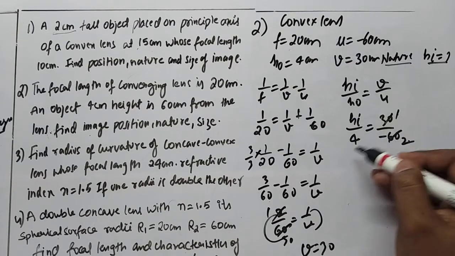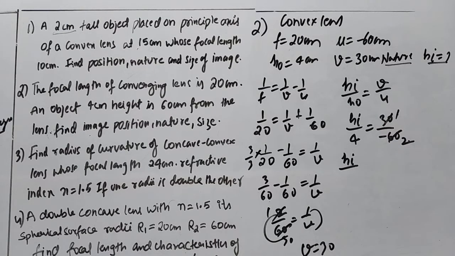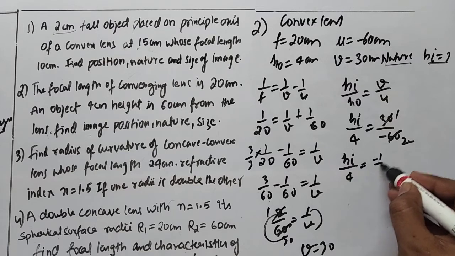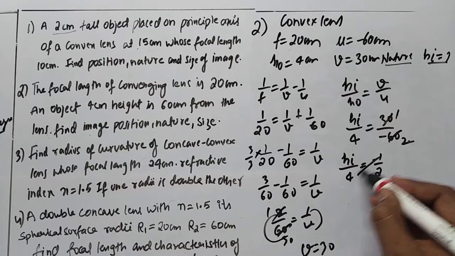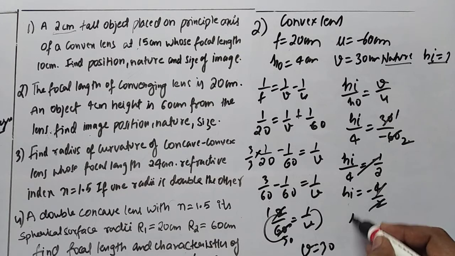Okay. Now we need to cross multiply. So height of the image by 4 is equal to minus 1 by 2. You cross multiply. This becomes height of the image equal to minus 4 by 2. If you cancel, we'll get height of the image is minus 2. Right?